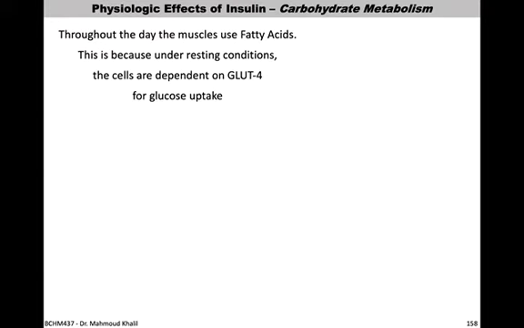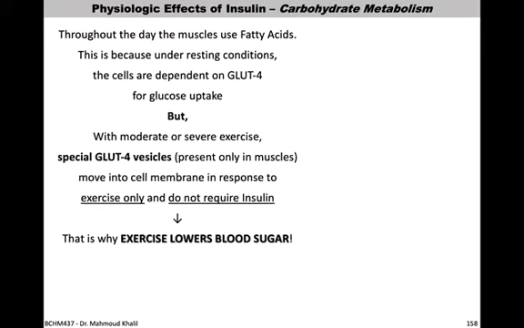So continuing with carbohydrate metabolism, throughout the day the muscles use fatty acids. This is because under resting conditions, the cells are dependent on GLUT4 for glucose uptake. But with moderate or severe exercise, there are special GLUT4 vesicles, as we have just mentioned for the liver, present only in muscles, that move into the cell membrane in response to exercise only and do not require insulin. That's why exercise can lower blood sugar levels.